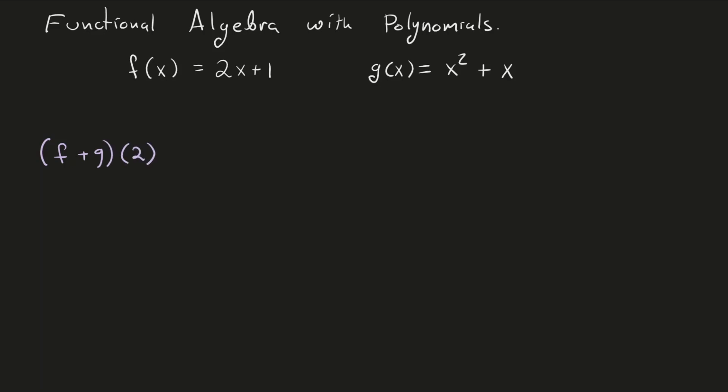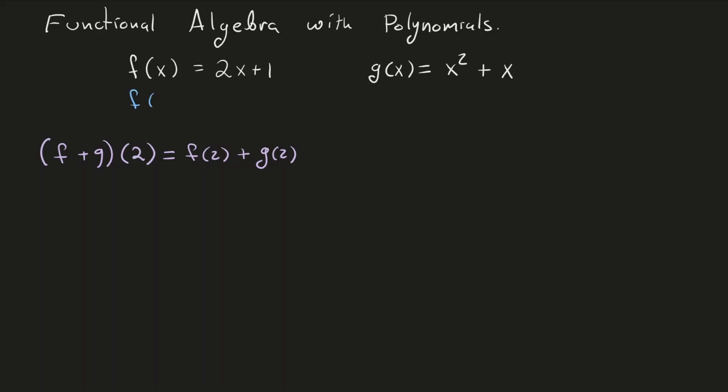And so what that is asking us is that we're going to add the two functions named f and g together to get a new function named f plus g and then evaluate it at 2. But in functional algebra, this is actually f of 2 plus g of 2. So the first thing we need to do here is to evaluate both f and g at the value 2.